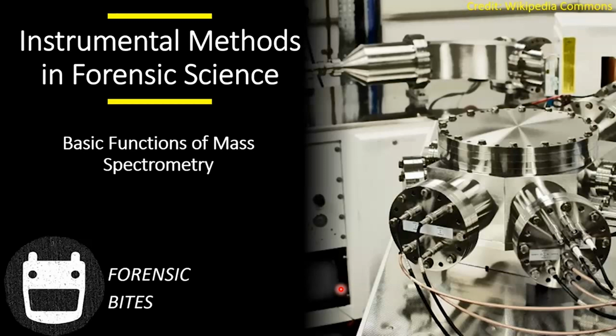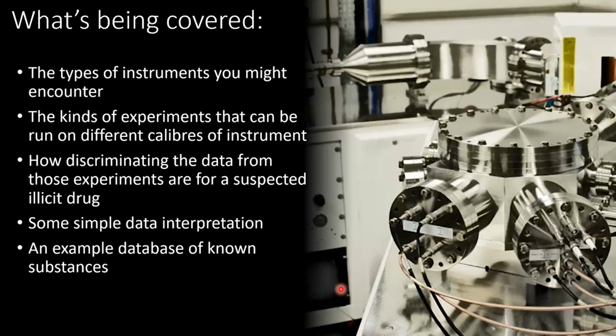Today we're going to be talking about instrumental methods in forensic science, particularly focusing on basic functions of mass spectrometry. What we're going to cover are the types of instruments that you might encounter in a forensic laboratory, the kinds of experiments that can be run on those different calibers of instrumentation, how discriminating the data from those experiments are for a suspected illicit drug sample, some simple data interpretation, and an example of a database where you can find reference information to correlate with your unknown substance.